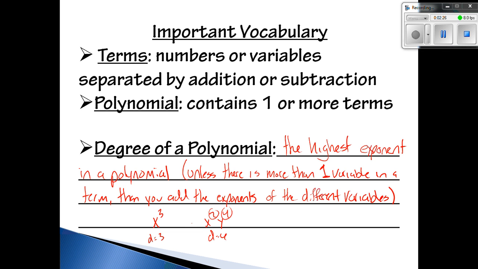Okay, so terms, numbers or variables separated by addition or subtraction. A polynomial contains one or more terms, and then the degree, that's when we look for the highest exponent or we have to add them together.